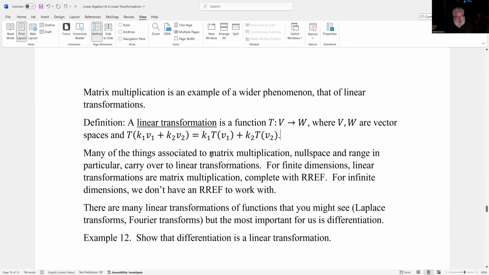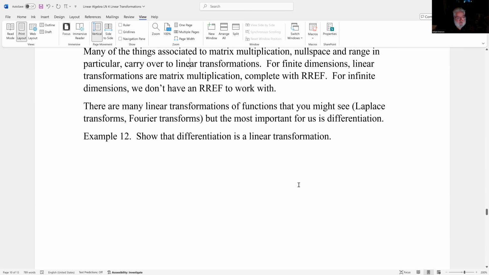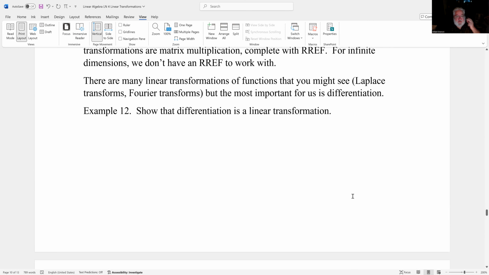Anything involving all the stuff that we've done with matrix multiplication, null space and range in particular, carries over to linear transformations. In finite dimensions, all linear transformations are matrix multiplication with REF, but in infinite dimensions, we don't have an REF to work with. So we want to think about that a little bit. Many linear transformations that you'll see: Laplace transforms, which we'll see later in the course, Fourier transforms if we take partial differential equations, but the most important for us is differentiation.